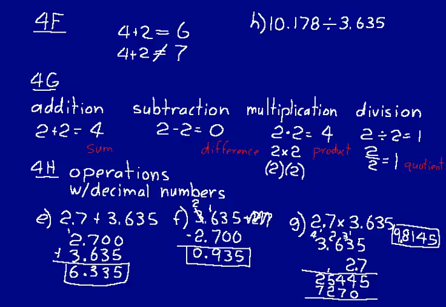Let's do a division problem and figure out the quotient for this problem here. 10.178 divided by 3.635. Now the best way to do these is to rewrite them in long division format. So you put the 3.635, or the divisor, to the left, do your division symbol, then 10.178.